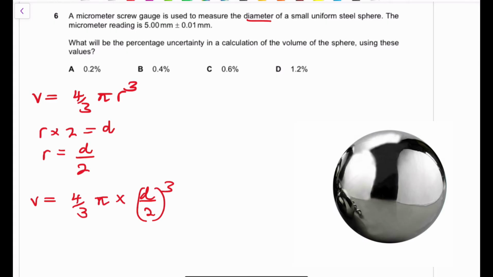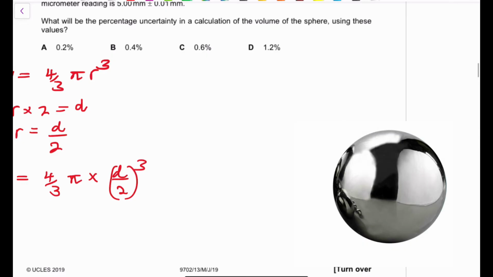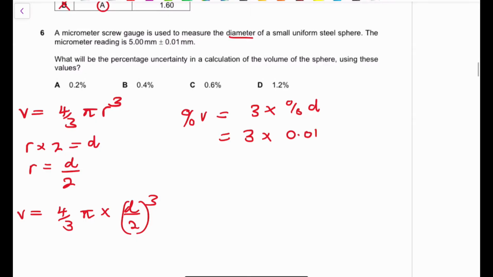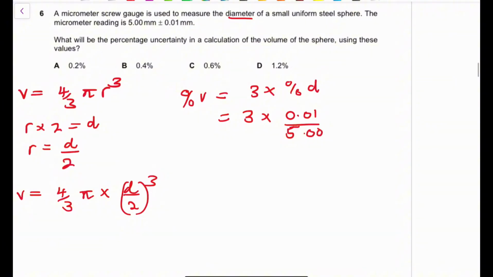We can use the percentage uncertainty in D, because the percentage uncertainty in V is going to be, since there's a power of 3, the rule with uncertainties is that if you're adding them up, you always add the uncertainties. But whenever you have powers, it's 3 times of that, because you have D, another D, and another D, because it's D cubed. So you're going to say 3 times the percentage uncertainty in the value of D. So you're going to start with 3 times, for D, it's 0.01 divided by 5.00 multiplied by 100 to get the percentage. And this is going to give you an answer of approximately 0.6. So an answer of approximately 0.6, and the answer is C.